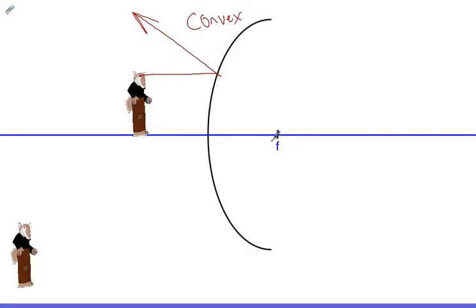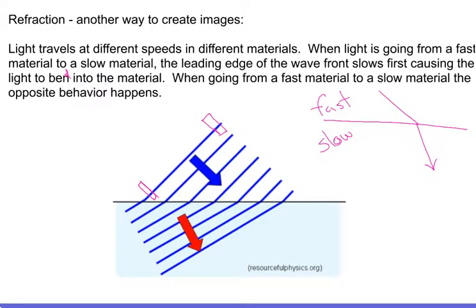And then I choose a ray of light that goes towards the focus and it reflects back parallel. These two lines of light will never really intersect. They will virtually intersect back here. And so I will get a virtual image of the fox in that location. So that's what we can do with reflection.